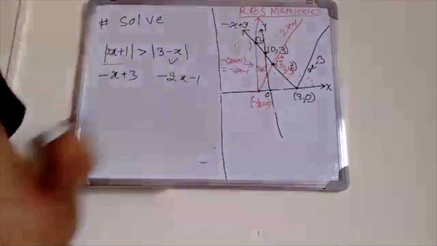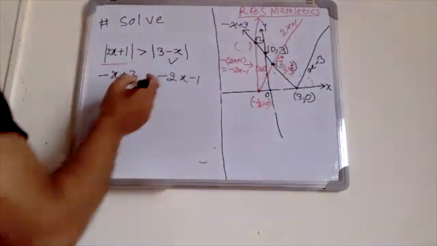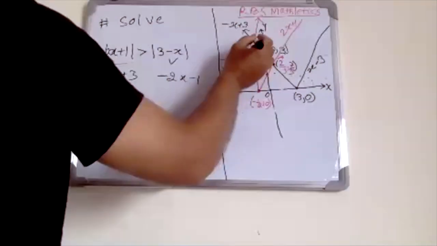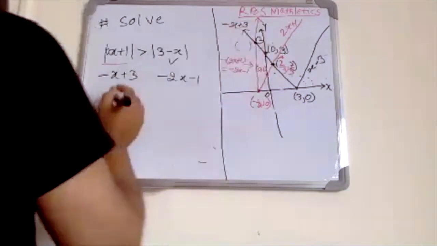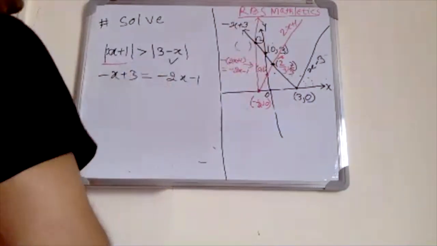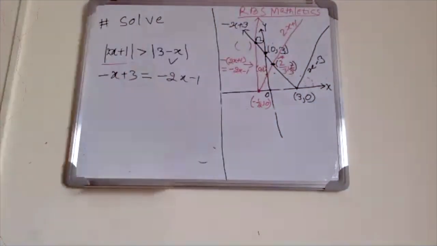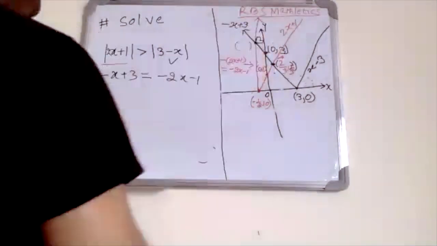Yes, this is not the B. B should be here. All right. And then as both the lines pass through the same point, we can equate them, or we can solve those equations in order to find the coordinates of this point.